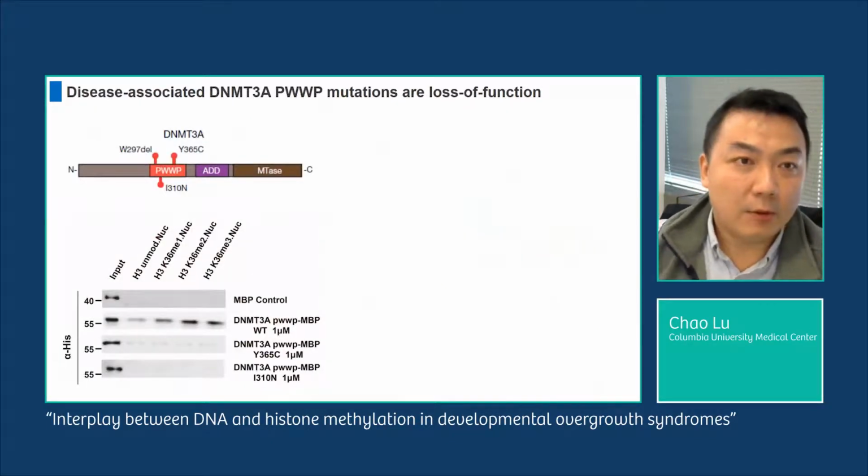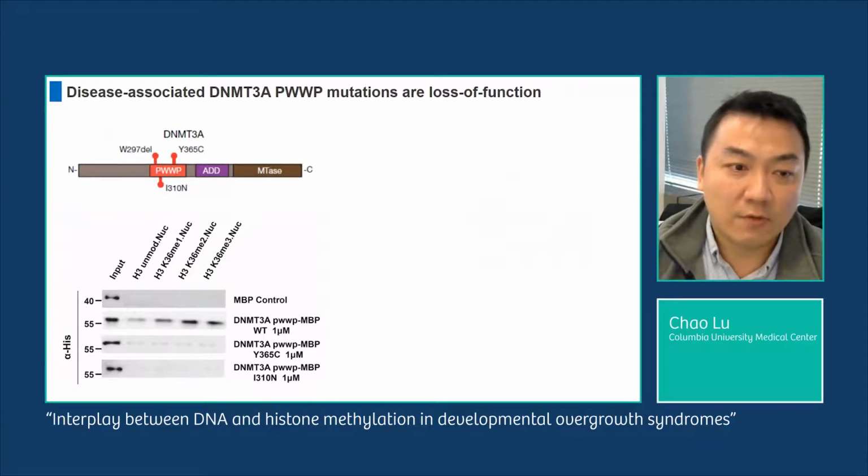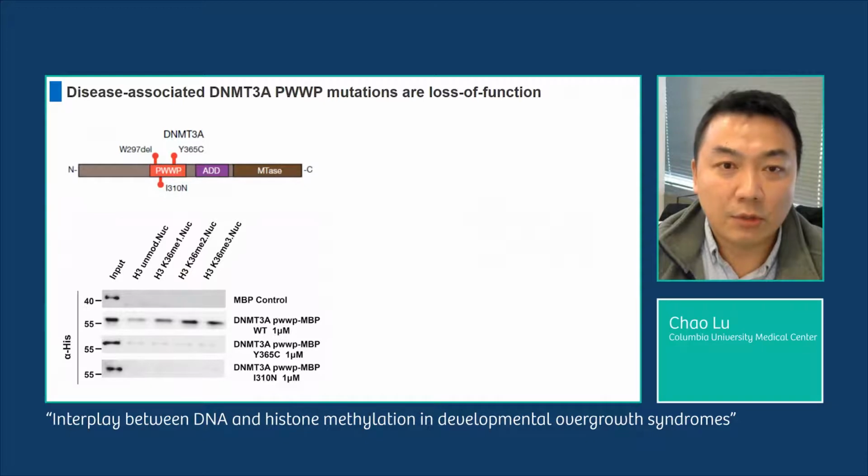And lastly, we took a look at the DNMT3A mutations in TBRS. There are a couple of mutations that directly affect the PWWP domain, and we expressed the recombinant PWWP domain carrying those mutations and characterized them biochemically. We found that all those mutations seem to be loss of function, meaning that they lost their ability to interact not only with the H3K36 methylated nucleosome, but with nucleosome in general. So we suspect that with those mutations, DNMT3A is not able to be recruited to the chromatin at all.